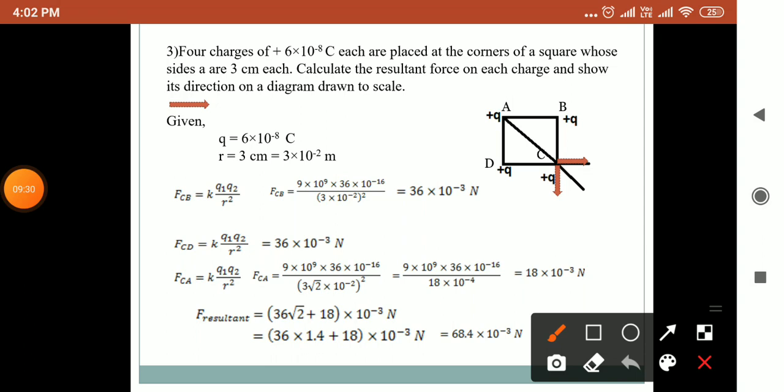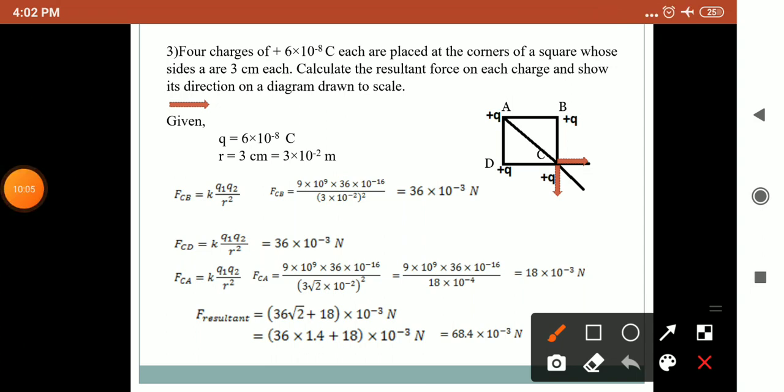Here 4 charges of plus 6 into 10 raised to minus 8 Coulomb each are placed at the corners of a square whose sides A are 3 centimeter each. Calculate the resultant force on each charge and show its direction on a diagram drawn to scale.